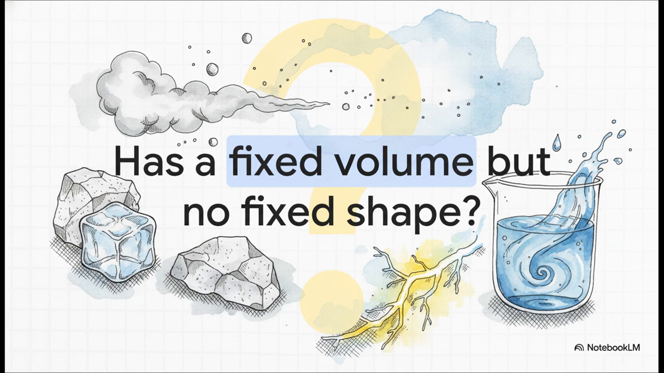Okay, let's dive right into this with a foundational question straight from the source material. Imagine the physical stuff around you. Which state of matter has a fixed volume, meaning it takes up a specific amount of space, but absolutely no fixed shape of its own? Is it a solid, a liquid, a gas, or plasma? Think about it for a sec before we reveal the answer.